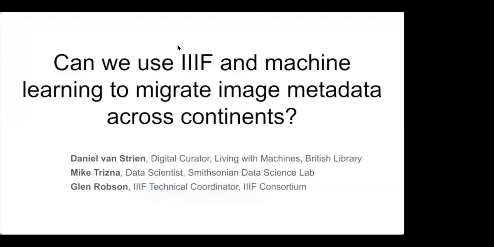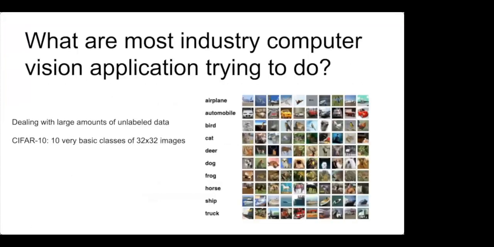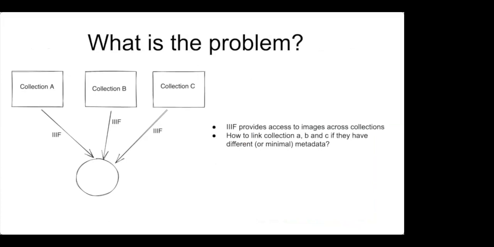So in this presentation, we're going to be asking the question, can we use IIIF and machine learning to migrate image metadata across continents? So starting with computer vision, in an industry setting, often what computer vision is trying to do is to take unlabeled data, and more specifically unlabeled images, and assign some kind of label to those images. So for example, whether a photograph contains a person or not. And data sets are often constructed very explicitly with the goal of being useful for training machine learning models on this kind of task.